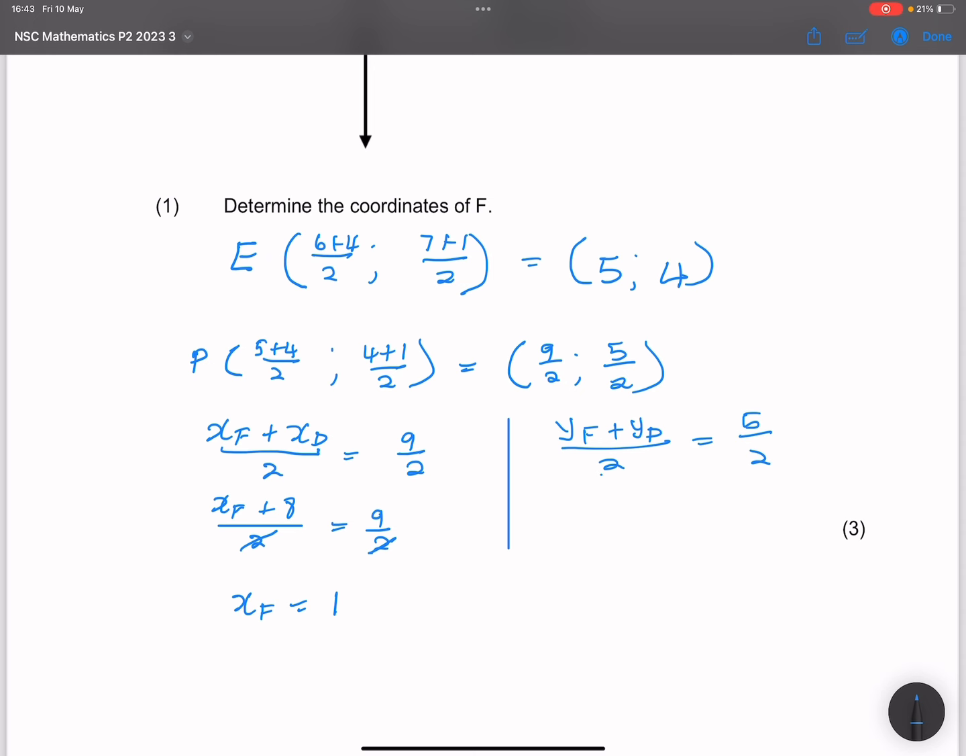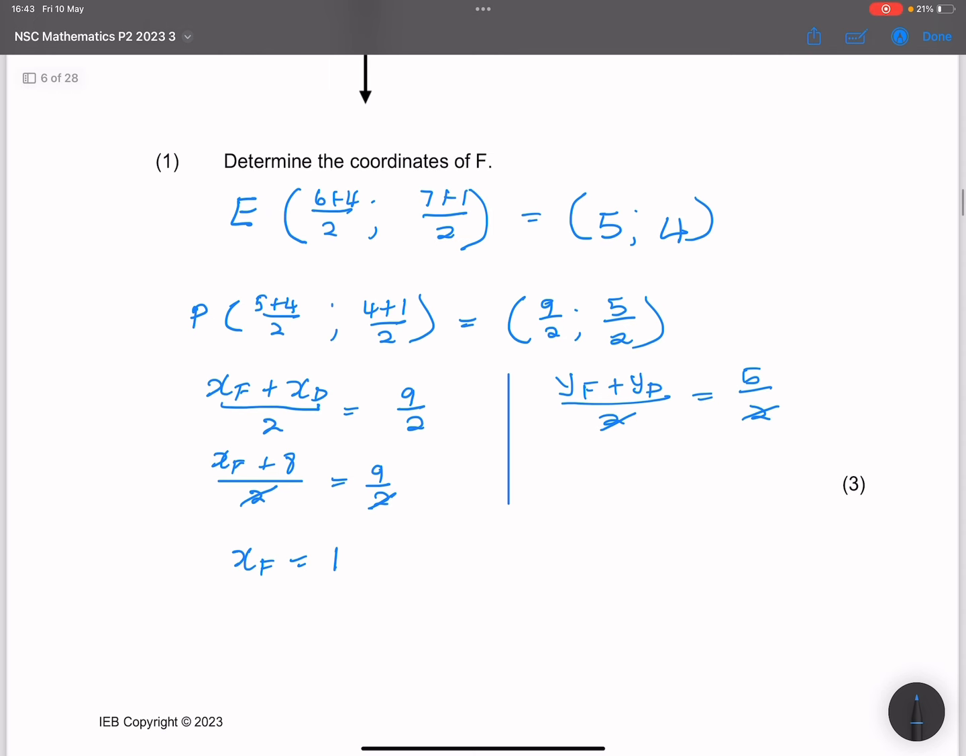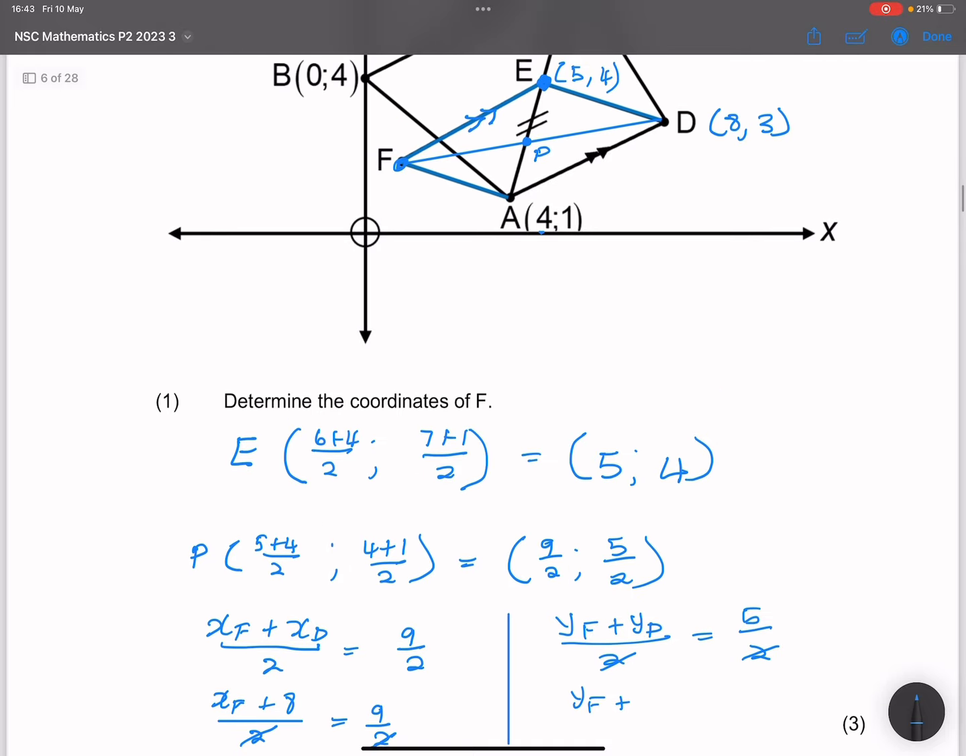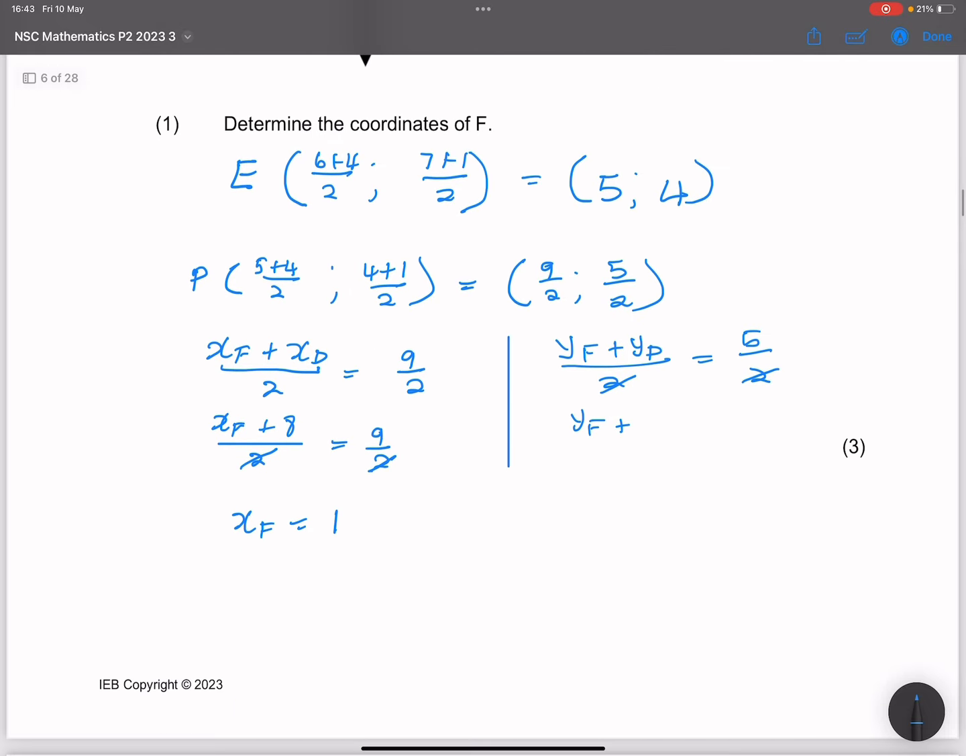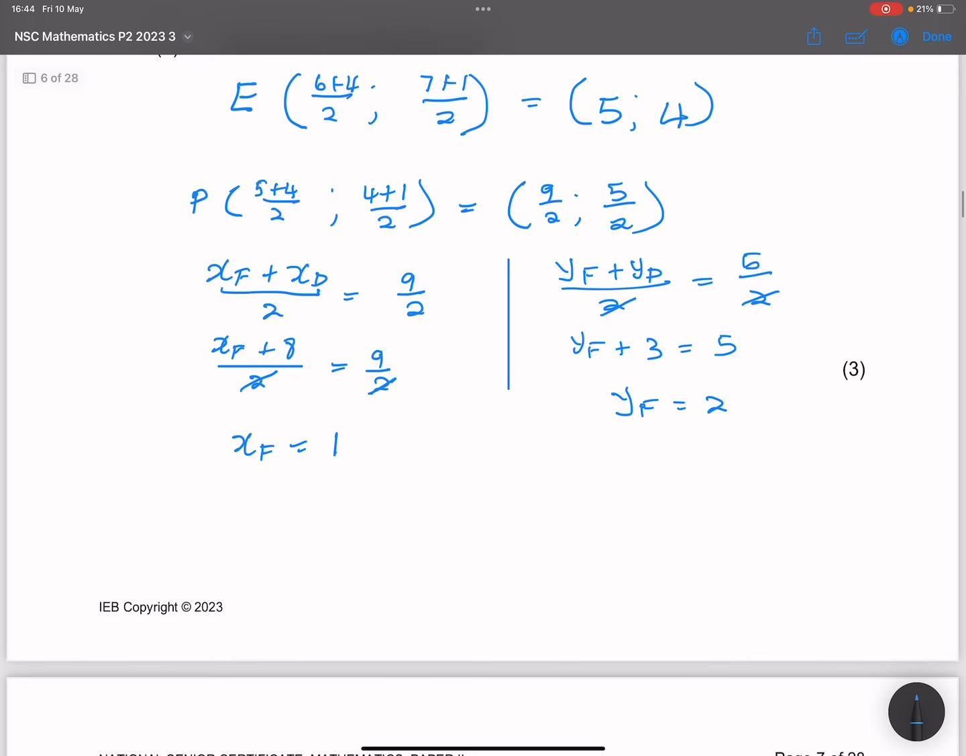I did say that we can drop those denominators in this case. We've got the same denominator, so that means yF plus, what's yD? That's 3. And this is equal to 5. And so the y value at F would be 5 minus 3, which is equal to 2. So my coordinates for F must be (1, 2).